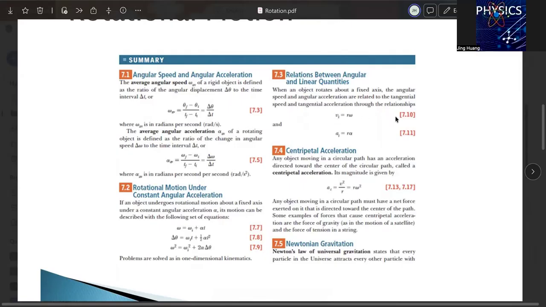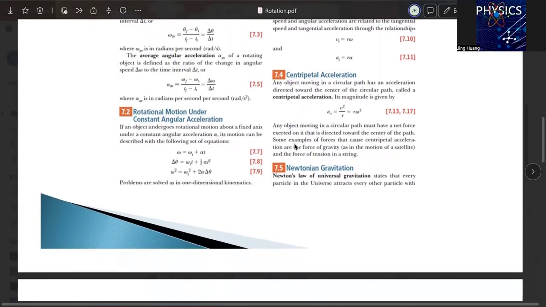The linear velocity in equation 7.10 equals the radius multiplied by the angular velocity omega. That is not a W, that's a Greek letter omega. And in 7.11, the linear acceleration a equals the radius r multiplied by the angular acceleration alpha. Again, that's a Greek letter alpha. So 7.1, 7.2, 7.3, these are the relevant part of the physics we're going to use in solving this lab problem.